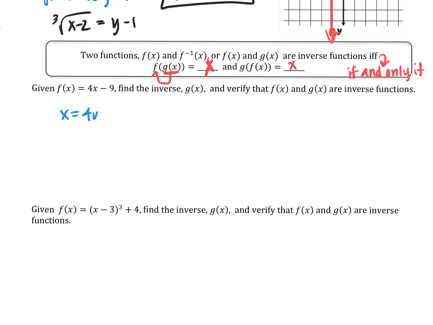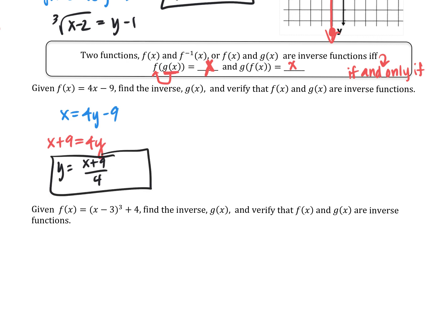You know it, you guys, every time. You switch the x and the y first. Then we just solve for y. x plus 9 is 4y. You down with that? Then what's y equal? y equals x plus 9 over 4. You guys down with that? That's my inverse. Thanks, Mateo. Okay, so now let's name this one g of x, just so that things are nice and clear.